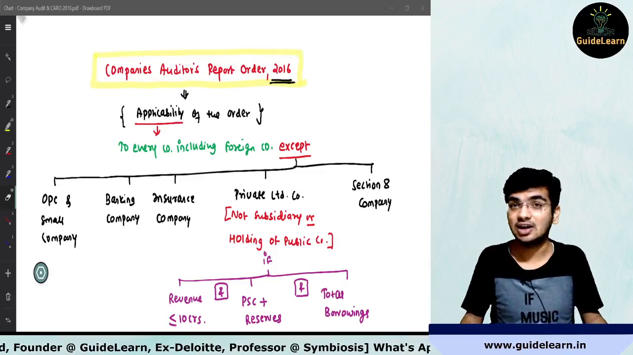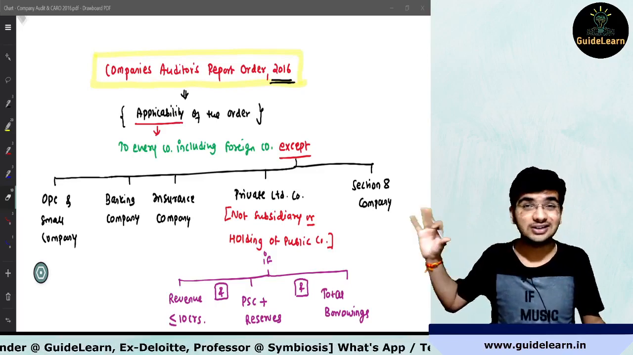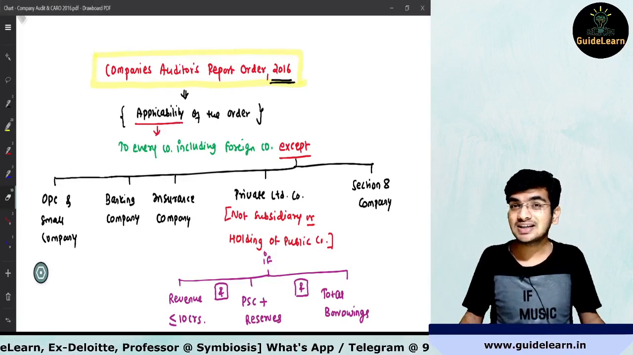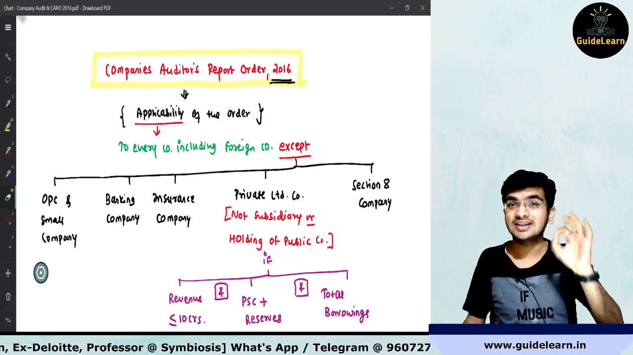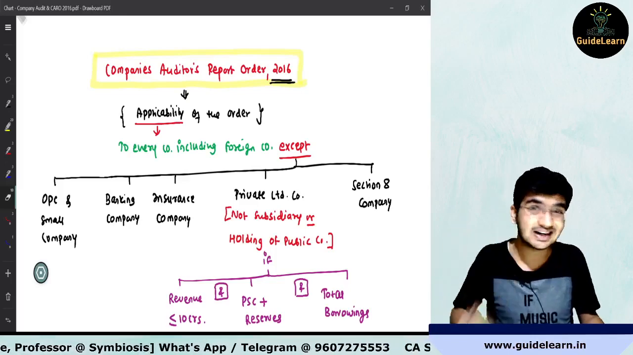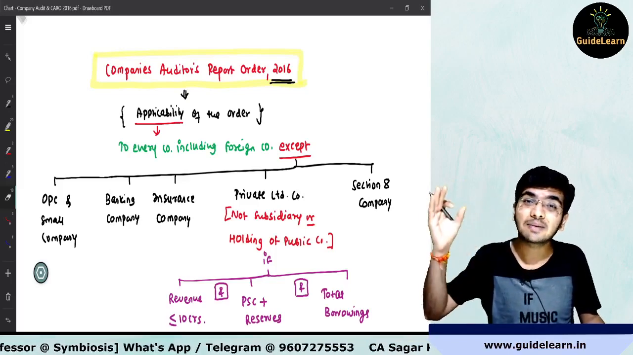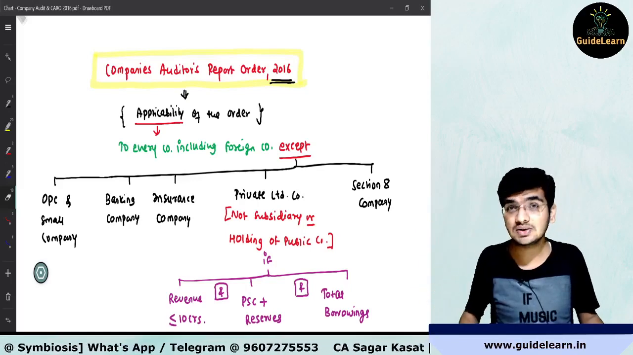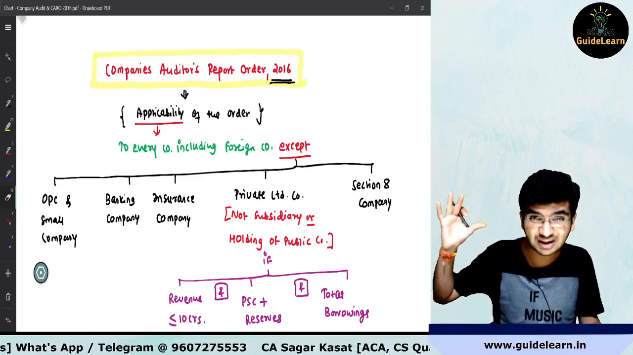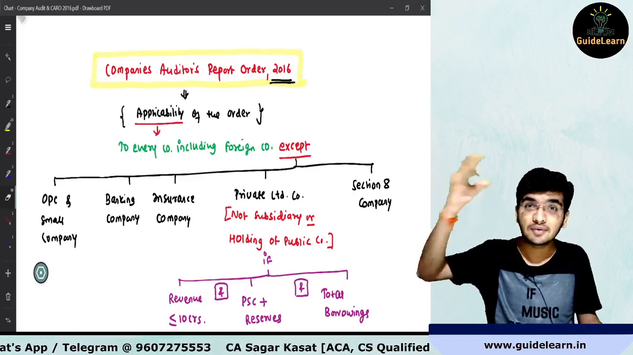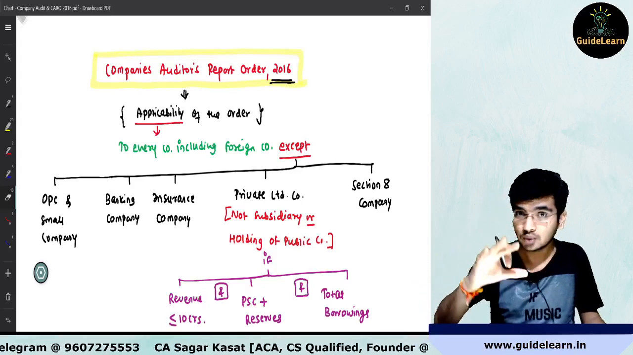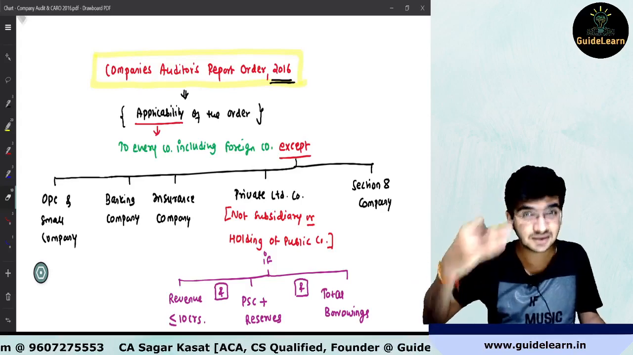Now let's start off with this quick revision on the CARO 2016. Okay guys, so the very first important point: CARO 2016 is a reporting requirement by the central government. By whom? Central government. For whom? Central government requires the statutory auditors of such a specified class of companies. So this is the reporting requirement by the central government for the statutory financial auditors, obviously, of certain specified class of companies.